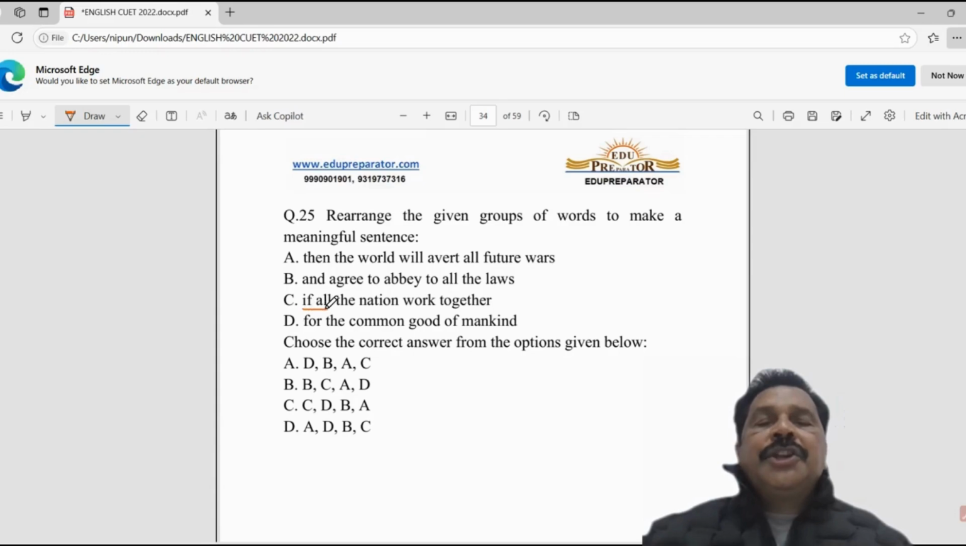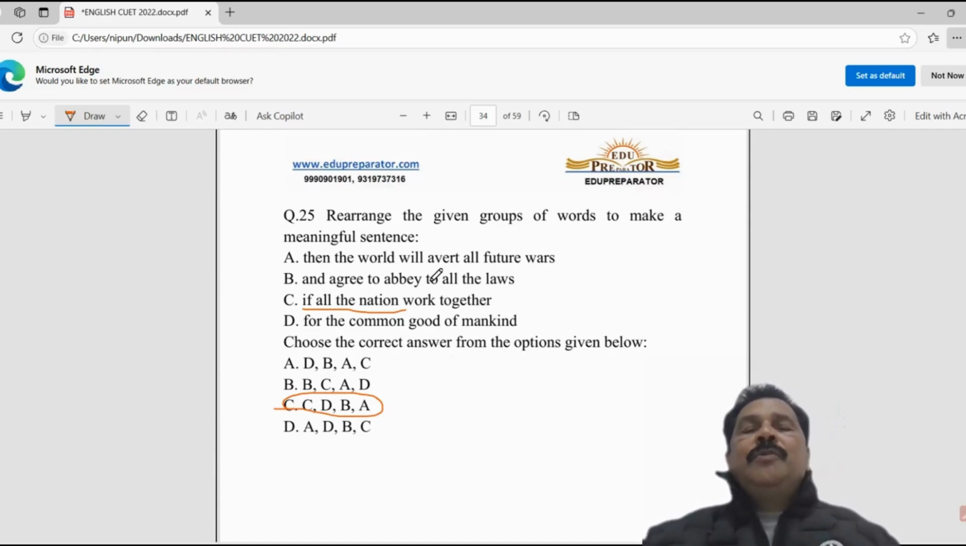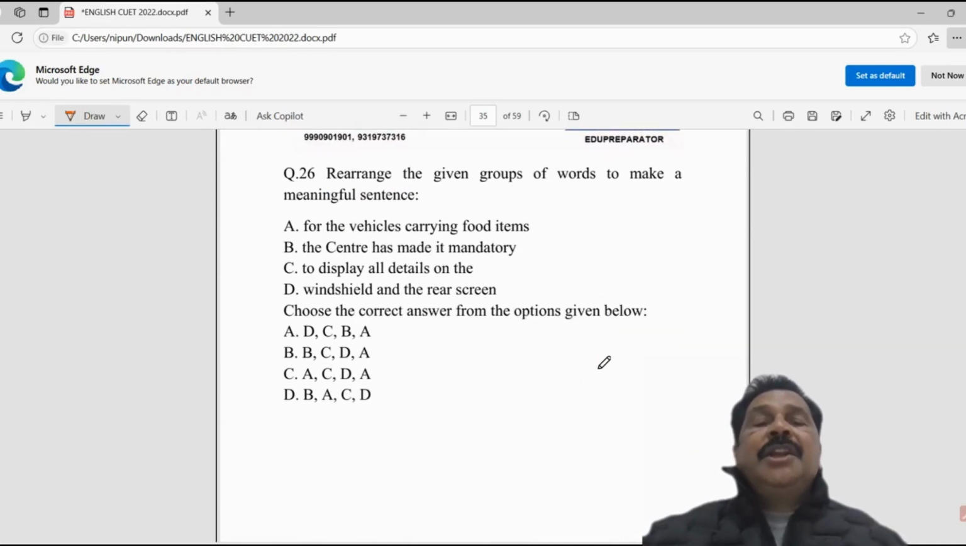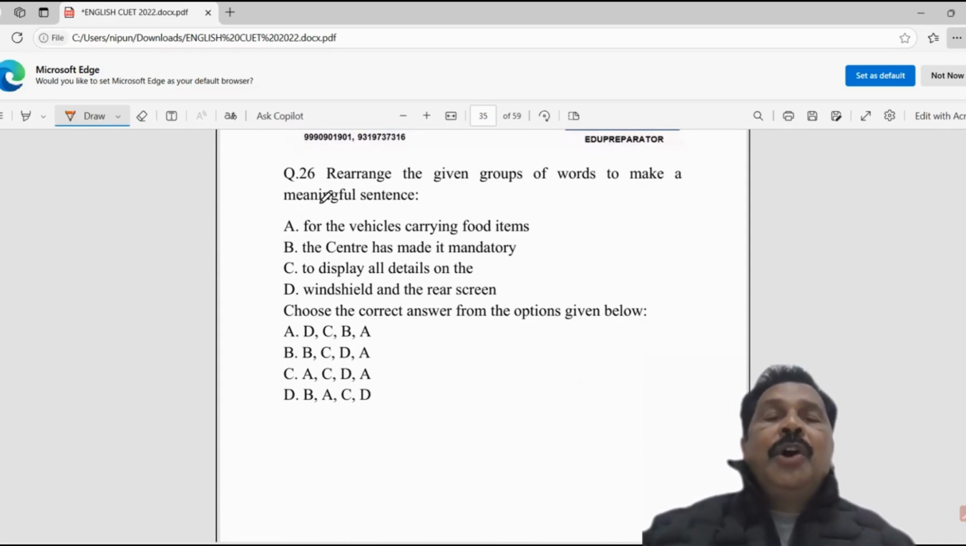If all the nations work together. Have you seen the subject? Have you seen? That is, if all the nations work together for the common good of mankind and agree to obey to all the laws, then the world will avert all the future wars. What a beautiful sentence, what a meaning the sentence gives. Because these days the world is torn into war.